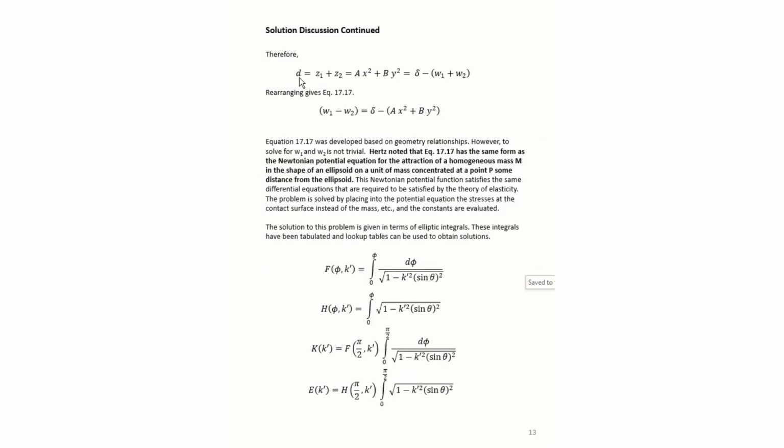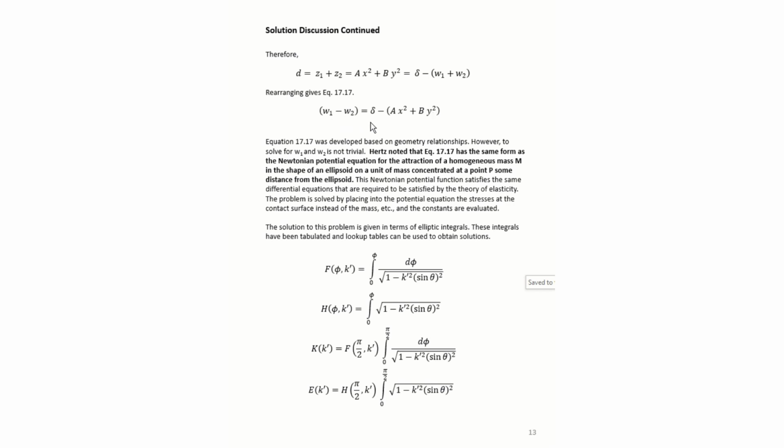So now we can say that D is the distance Z1 plus Z2, like we've always used. It's given by this expression right here. And now we can write that as delta minus W1 plus W2. And so rearranging this, we can solve for W1 minus W2 as equal to delta minus AX squared plus BY squared. And what we want to do now is solve for W1 and W2.